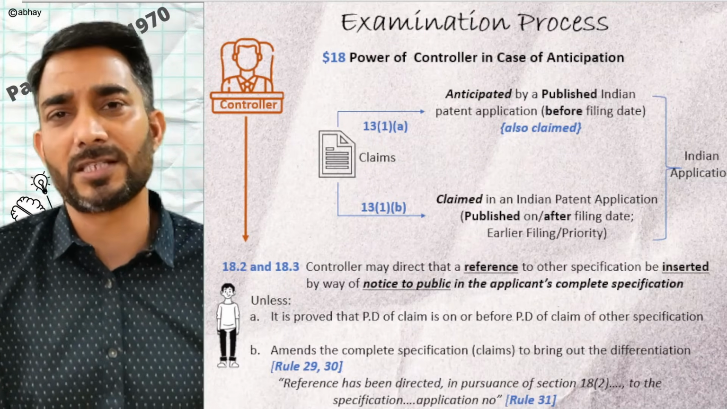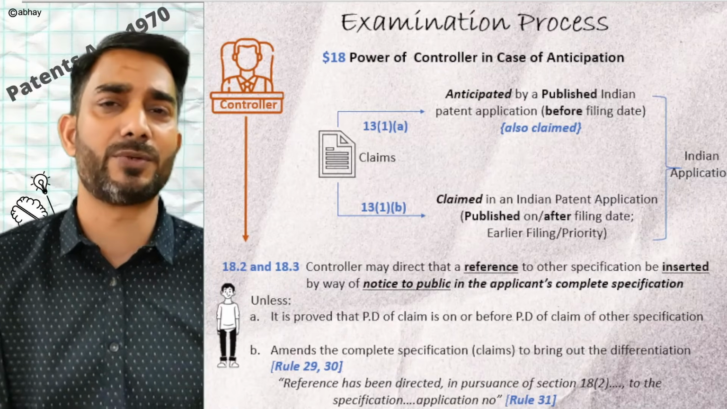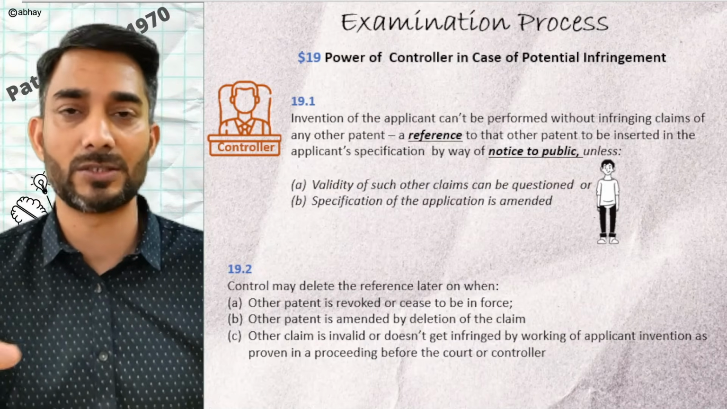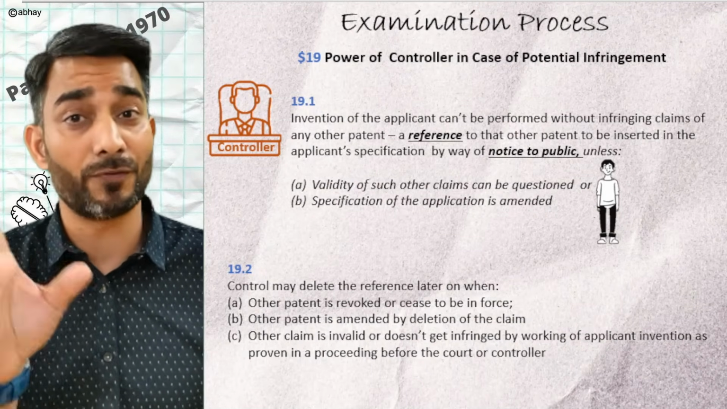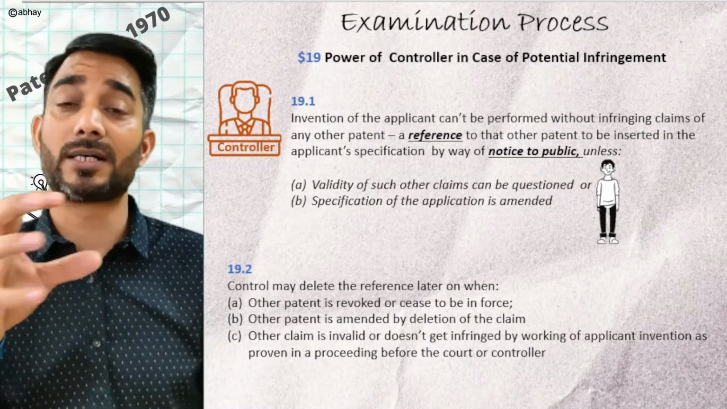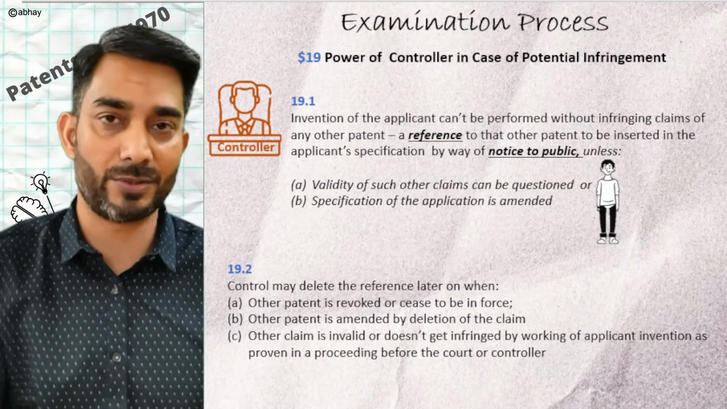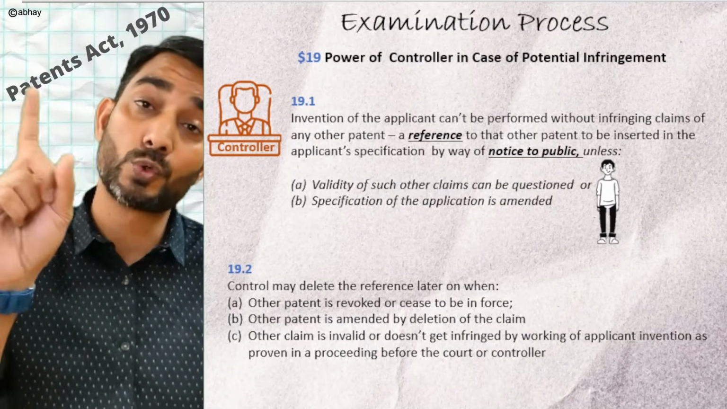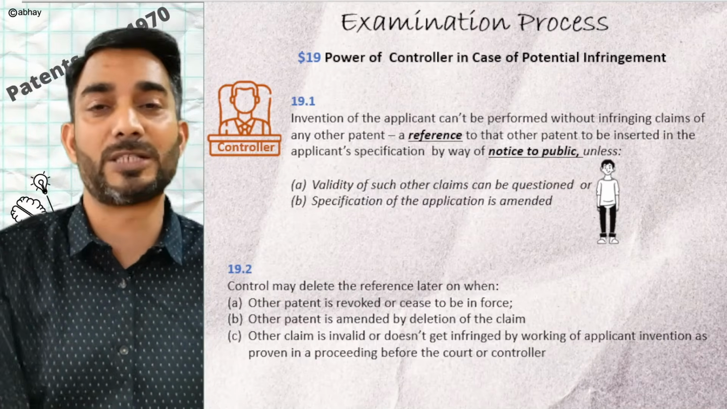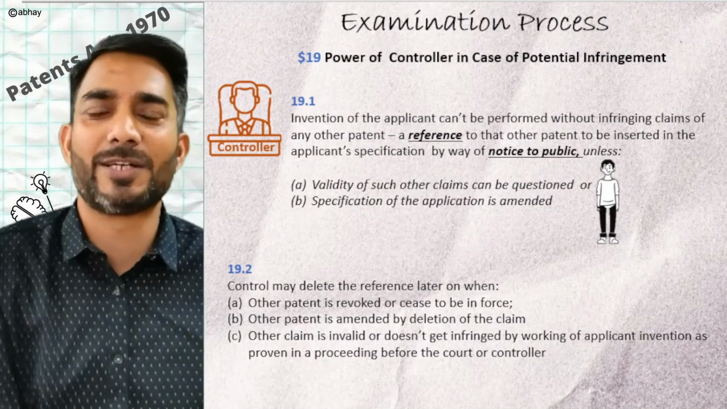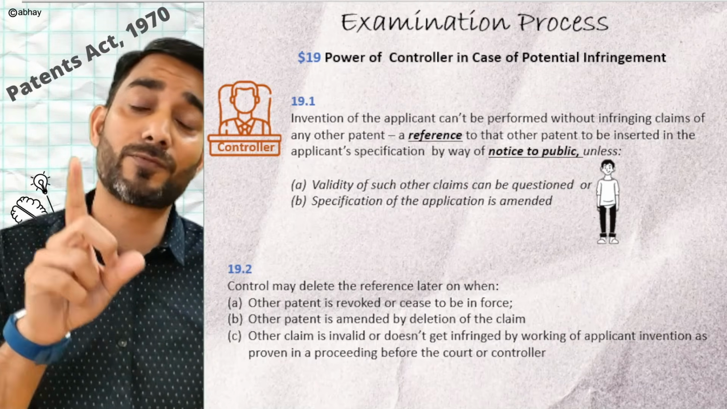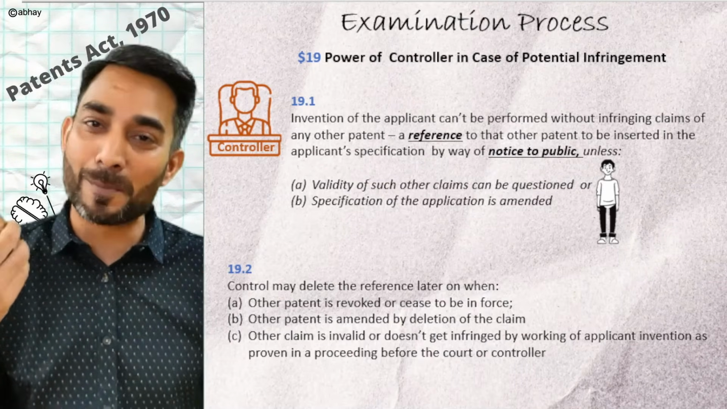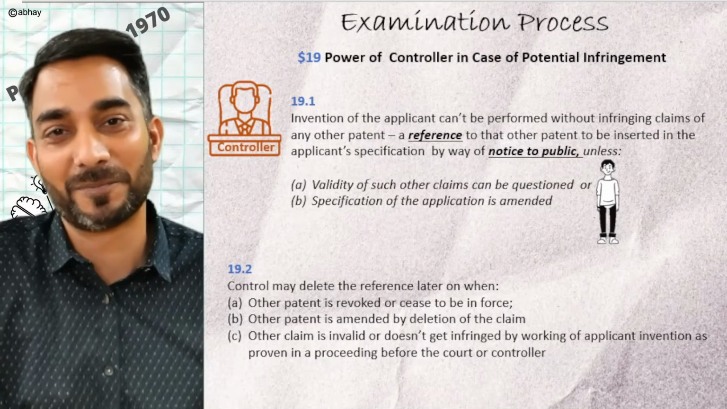During the examination phase, the controller also looks into a scenario where your invention cannot be practiced by someone else or worked by someone else without infringing claims of another patent. Now, in such scenario, the controller may want you to insert a reference to that other patent in your complete specification. Unless, of course, you can prove that the validity of such claims of that specification can be questioned, or you amend your specification so as to make a difference.